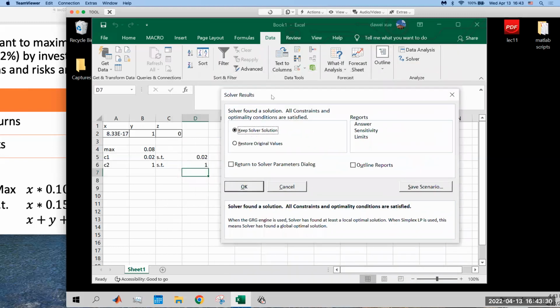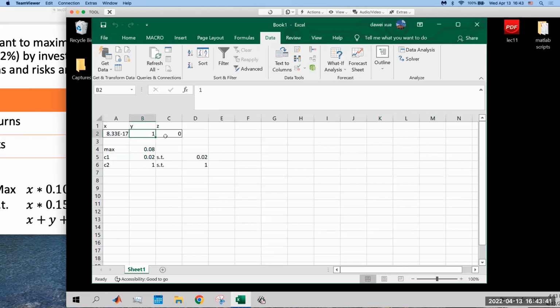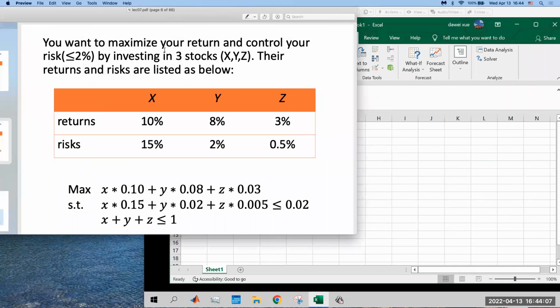Okay, so Solver returned something. Solver found a solution. All constraints and optimality conditions are satisfied. Then we click OK. Excel is now telling us you should invest 100% in stock Y, and this one is so tiny that it can be treated as 0. So you can invest $0 in X and Z, and you should invest all your money in Y, which will satisfy your constraints and at the same time maximize your total return.